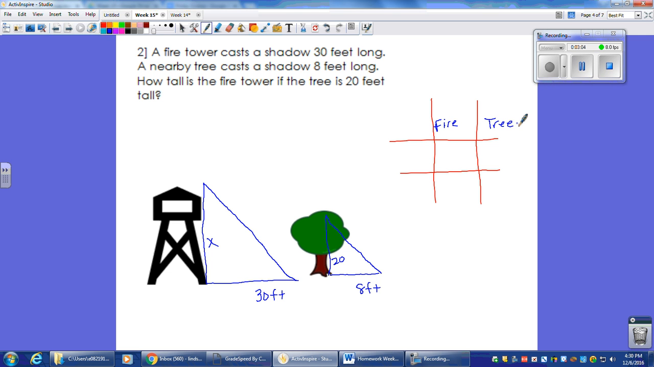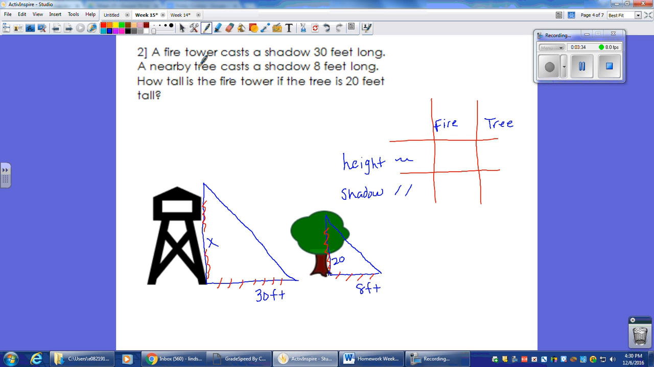And if we want to, we can set up squigglies and dashes. That may help. So squigglies for the X and squigglies for the 20. And we could give dashes to the 30 and dashes to the 8. So when we look at this, we can say squigglies over dashes. And we know that squigglies is actually talking about the height. And we know that the dashes is actually representing the shadow.